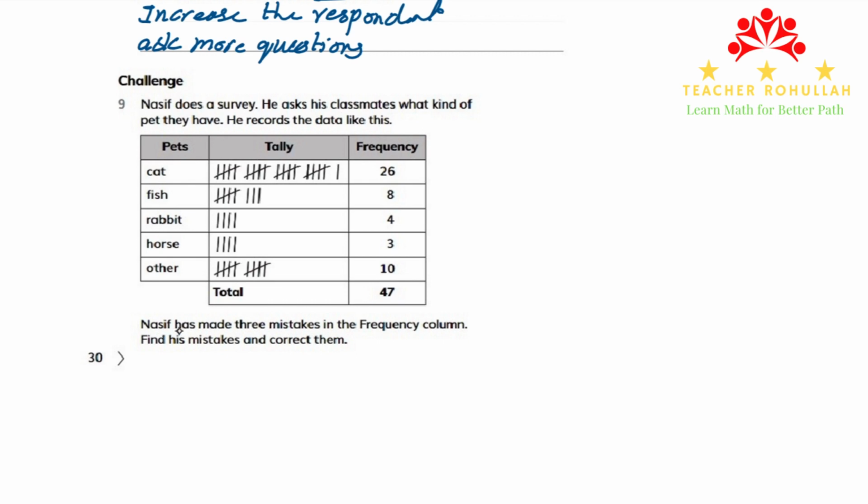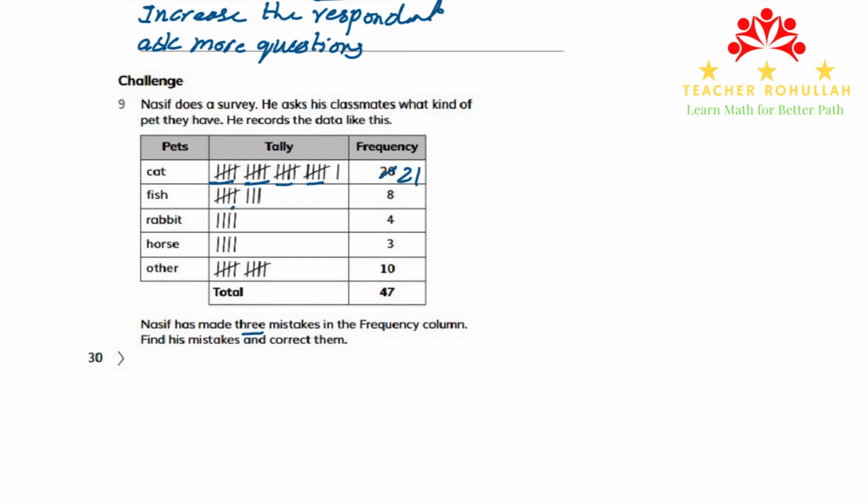So the follow-up sentence says, Nassif has made 3 mistakes in the frequency column. Find the mistake and correct it. To find the mistake, we have to count the tally marks and see if the number in the frequency table is correct or not. So for the cat, 5, 10, 15, 20, 21. One of the mistakes is in the first column because 21 of Nassif's classmates had cats, but the frequency table shows 26. So the correct one is 21.